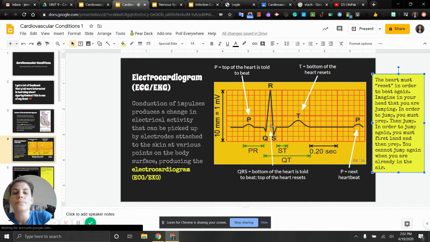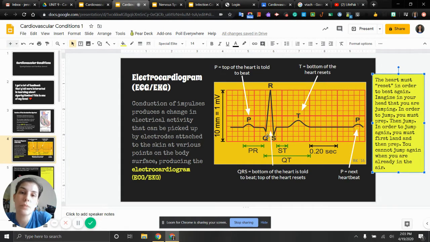Okay. So the QRS, again, like I said, is the bottom of the heart being told to beat. Okay. And then just like the atrium had to reset, the ventricles have to reset, and that's what that T wave is. Okay. So P wave, top of the heart is told to beat. It resets during the QRS. The QRS is when the bottom part of the heart is told to beat, and the T wave shows that it reset. Okay. And then there's a pause, and then it starts all over again.